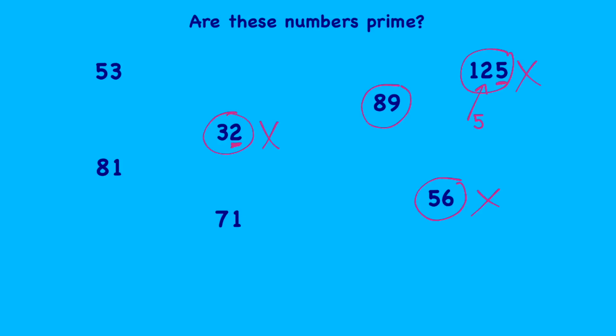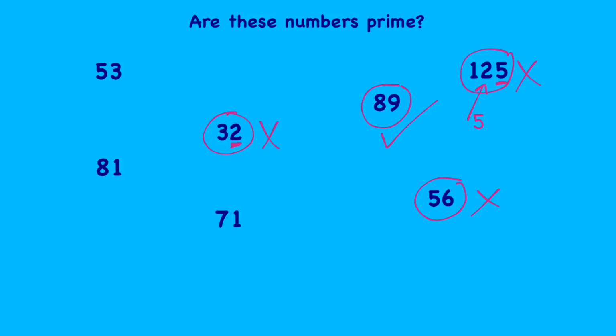89, well, what goes into 89? I know 2 doesn't, 3 doesn't, 4, 5 definitely doesn't, 6, no, 7 doesn't divide into 89, 8, 9 doesn't, 10 definitely doesn't, 11, 12, no, 13, no, 14, no, 15, no. None of these numbers divide into 89, so I know that 89 is a prime number. It's always useful to check quite a few, though, before you decide whether it's a prime or not.